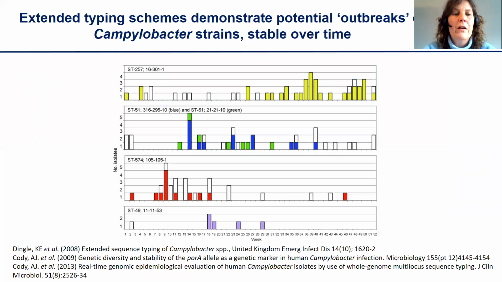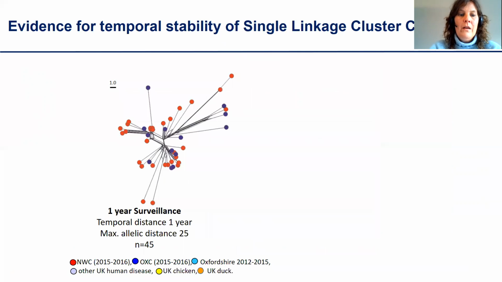So in some of our earlier work, we noticed that some of the sequence types were stable over a number of months or years even, and so we wanted to investigate this a bit further. So we were able to do this using the core genome MLST scheme. So during 1 year's collection of isolates, we compared those from Newcastle and Oxford, and we found a closely related cluster between the both. So they were only different at up to 25 alleles, so that's less than 2% of the core genome alleles.